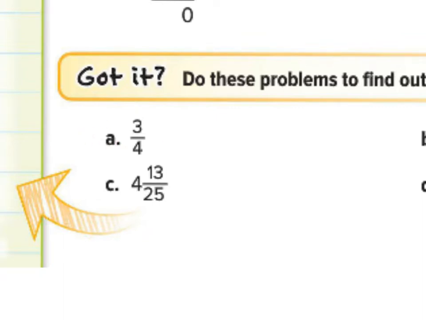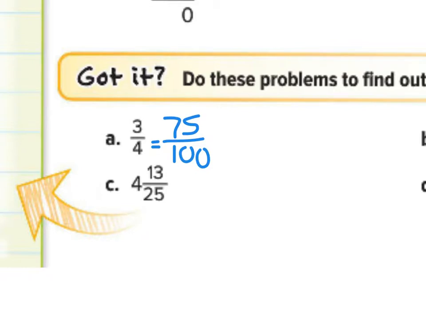Whatever you do to the bottom, you must do to the top. So 3 times 25 is 100. So I would get 75 over 100, which is the same thing as, let me write it here for you, 75 over 100, right? Which is the same thing as saying 75%, because it's out of 100, per 100, right?